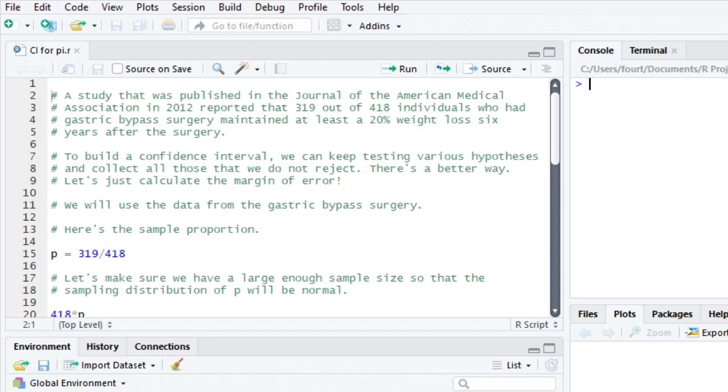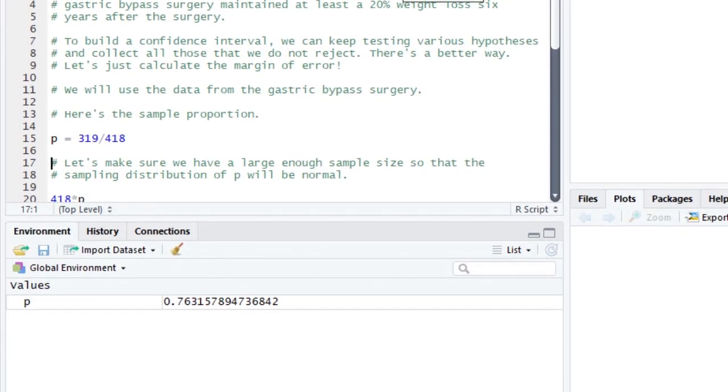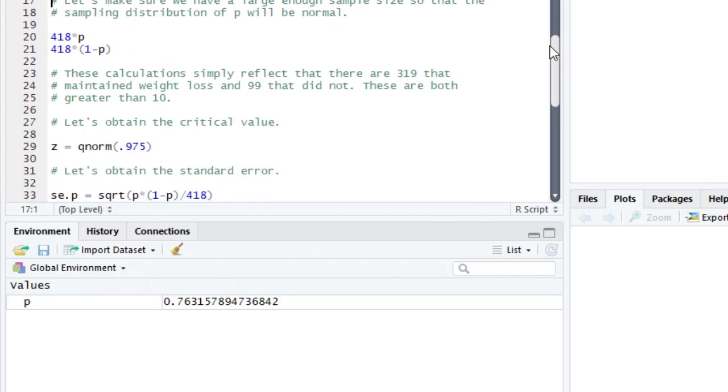I'm going to use these data from the gastric bypass surgery. Here's the sample proportion. That sample proportion is 0.76. About 76% of the individuals kept off the weight for 6 years. Let's make sure we have a large enough sample size so that the sampling distribution of P will be normal. This time, we don't have a hypothesis, and so we're not multiplying our sample size by the hypothesized population proportion, but instead, we can use the sample proportion as an estimate. So that's what I'm going to do now.